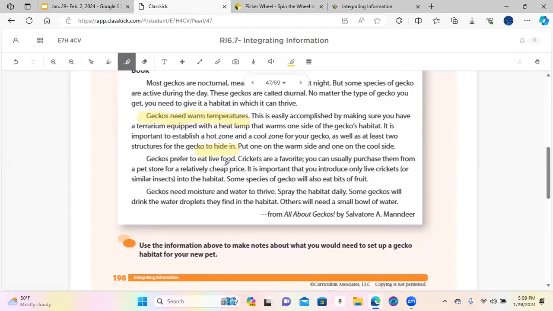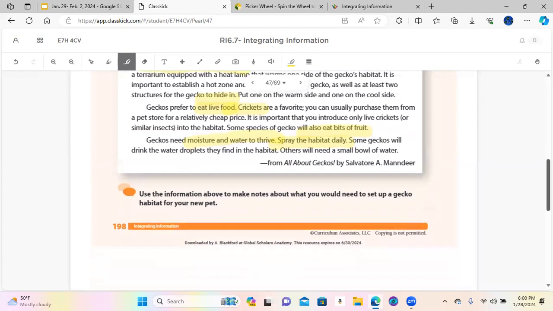Geckos prefer to eat live food. Crickets are a favorite. You can usually purchase them from a pet store for a relatively cheap price. It is important that you introduce only live crickets or similar insects into the habitats. Some species of gecko will also eat bits of fruits. Gecko need moisture and water to thrive. Spray the habitat daily. Some geckos will drink the water droplets they find in the habitat. Others will need a small bowl of water. From All About Geckos by Salvatore A.